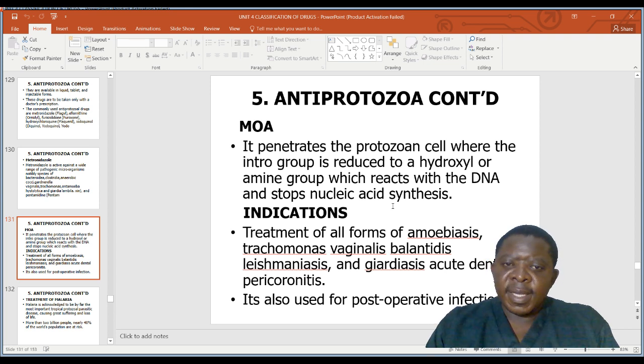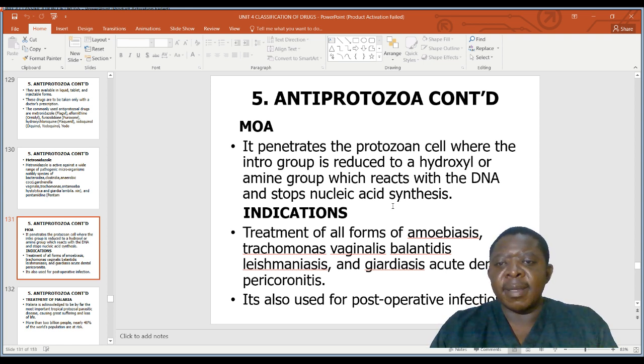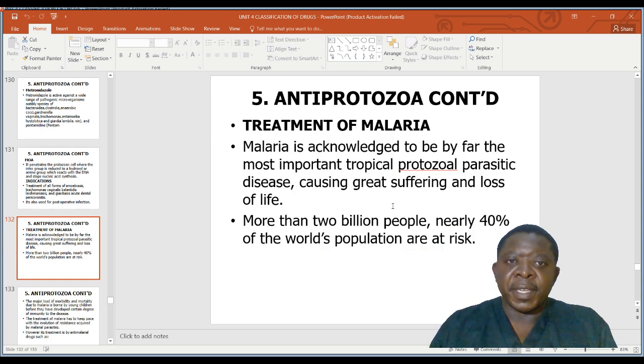Okay, the indication is treatment of all forms of amoebiasis, Trichomonas vaginalis, balantidiasis, leishmaniasis, and giardiasis. It is also used for post-operative infection.